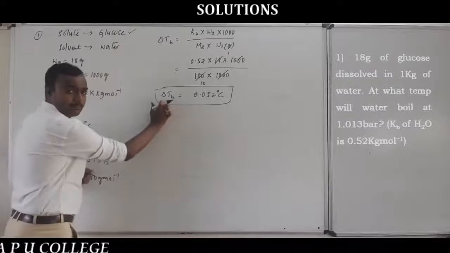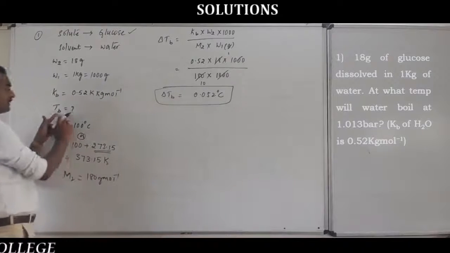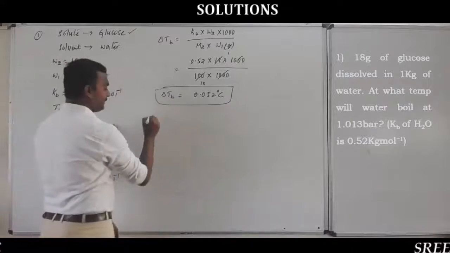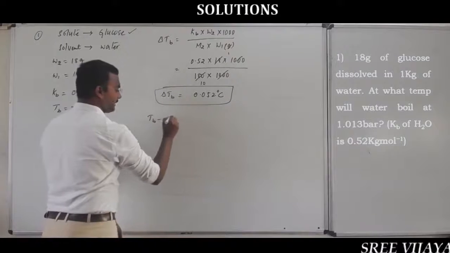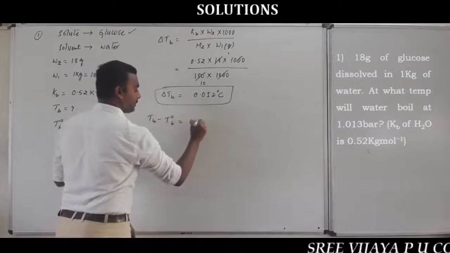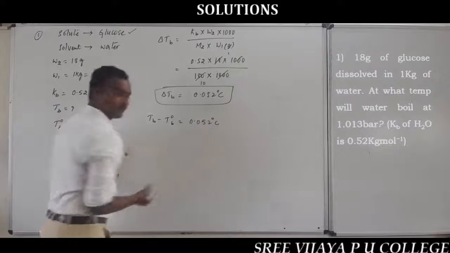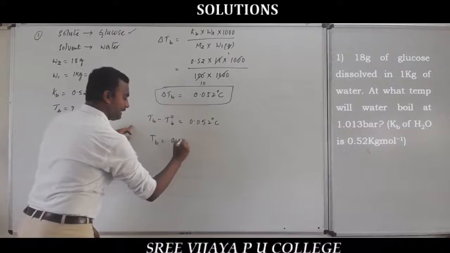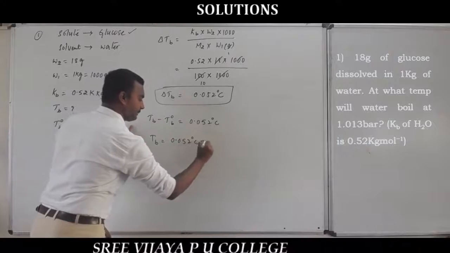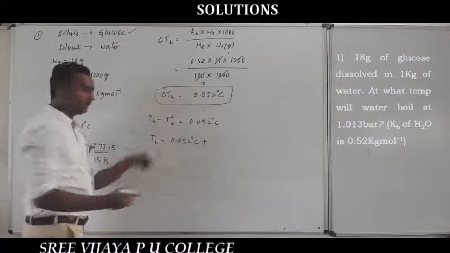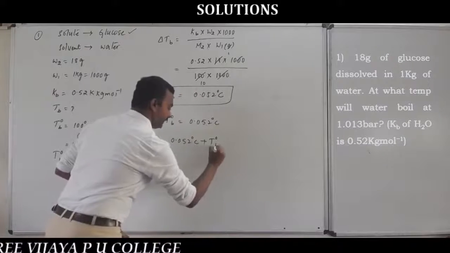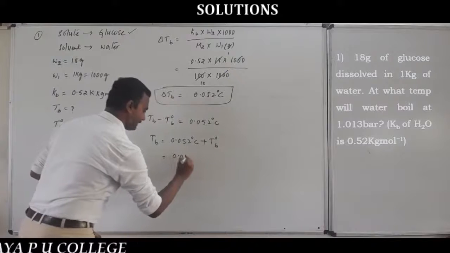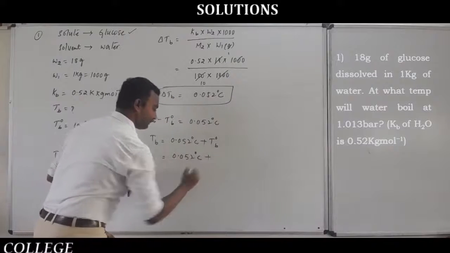Now we need delta T_B and we have to calculate T_B. What is delta T_B? T_B minus T naught B, that is equal to 0.052 degree Celsius. Here we have to calculate T_B. That is equal to 0.052 degree Celsius plus T naught B.